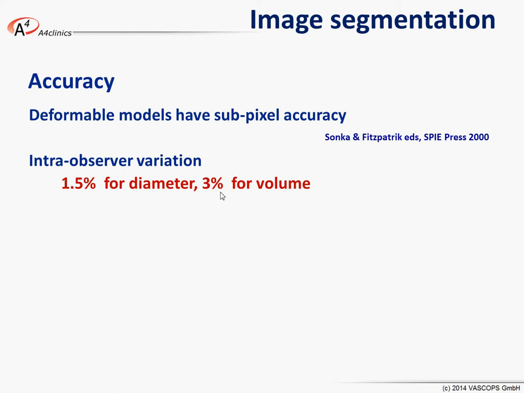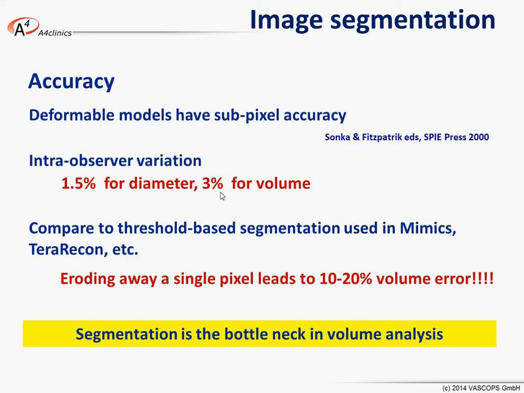That really has to be compared to threshold-based segmentation used by packages like Mimics, TeraRecon, and many others. All these threshold-based algorithms require some kind of smoothing operation, and the typical smoothing operation is eroding away pixels on the surface. If you do that with the typical object and image dimensions of our problem, you will see that you immediately end up with a 10 to 20% volume error.